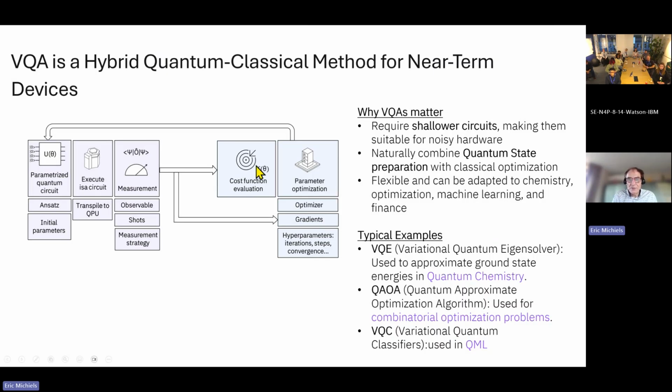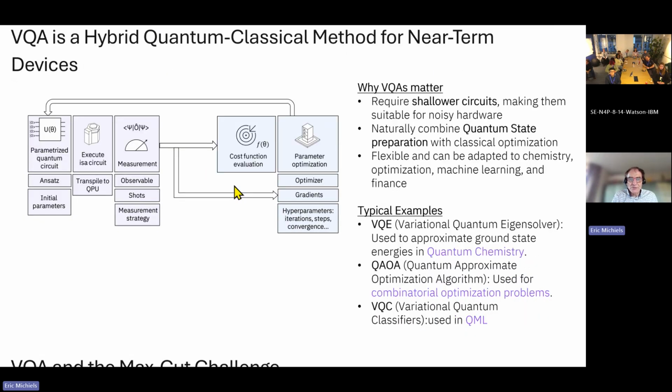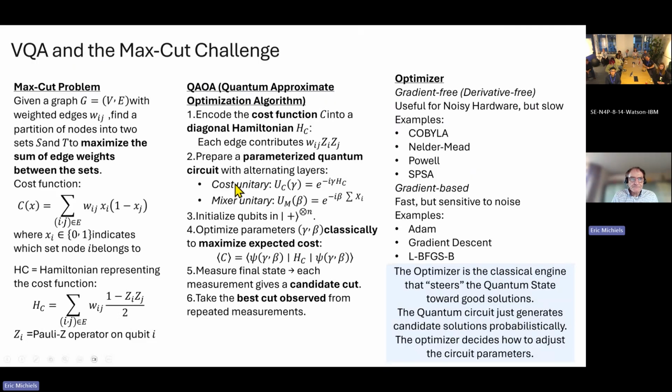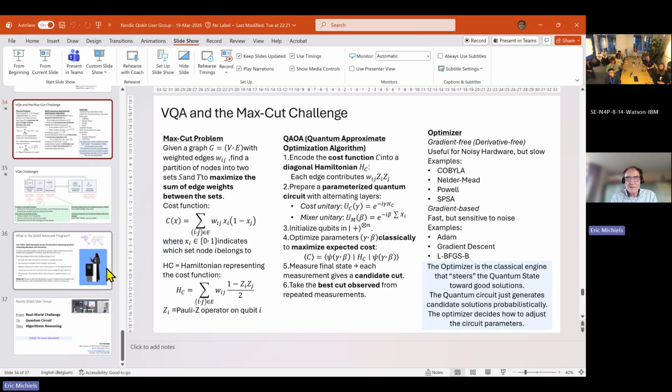So you're going in a loop, you're going to adapt your parameter step by step to minimize your cost. That is what the VQA is doing. And the max cut challenge is a specific problem that is solved with a flavor of VQA, being the quantum approximate optimization algorithm.